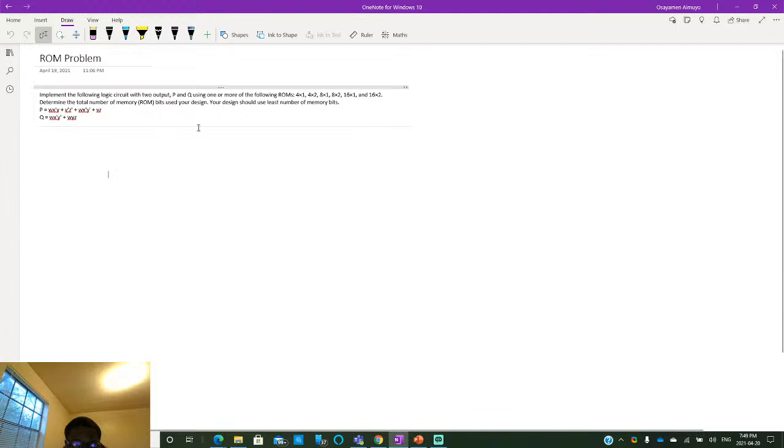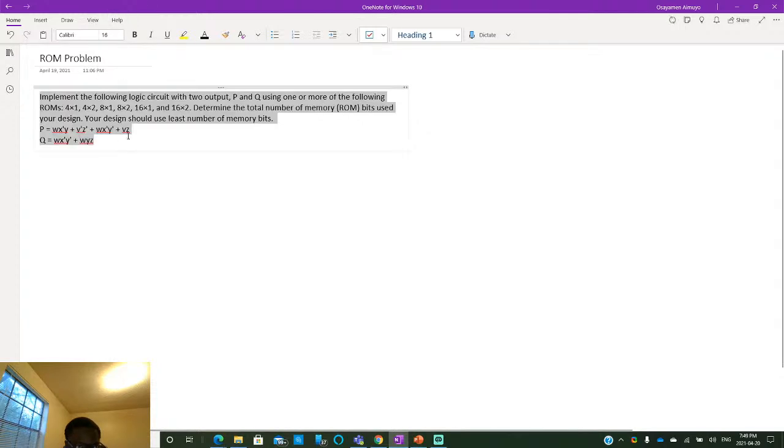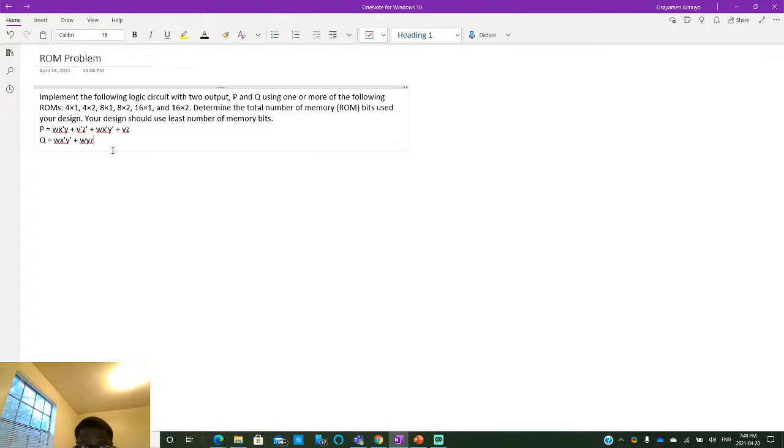Let me expand or highlight this. Okay, so we are to implement the following logic function with two outputs, P and Q, using one or more of the following ROMs: 4 by 1, 4 by 2, 8 by 1, 8 by 2, 16 by 1, 16 by 2.